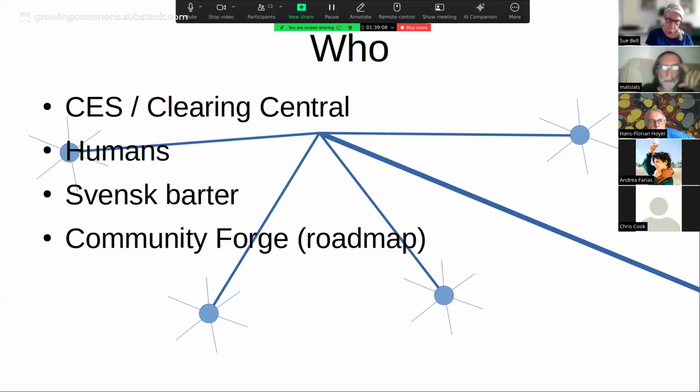So who is this for? Well, I've done 3 implementations so far, and it's on the roadmap for Community Forge. I hope people here have heard of Community Exchange Systems, CES. That was one piece of software which ran multiple groups, but then they cloned it in various places, and they created Clearing Central, which is another piece of software like a Credit Commons server to do transactions between the groups. And in the last few months, I've updated Clearing Central so it uses the Credit Commons protocol.